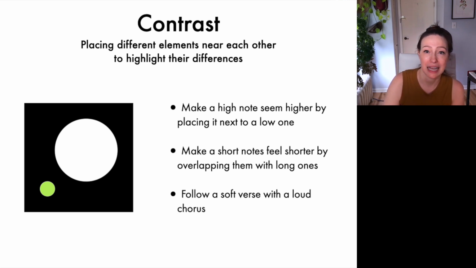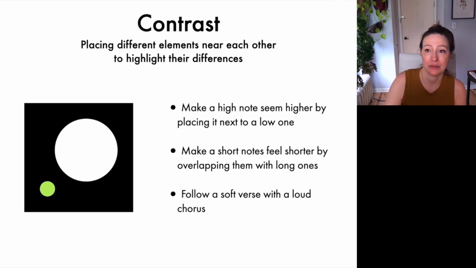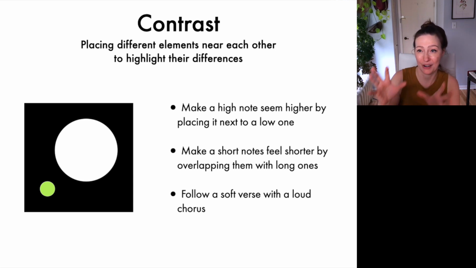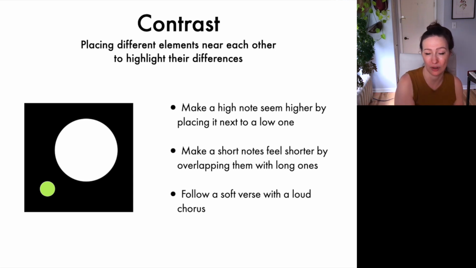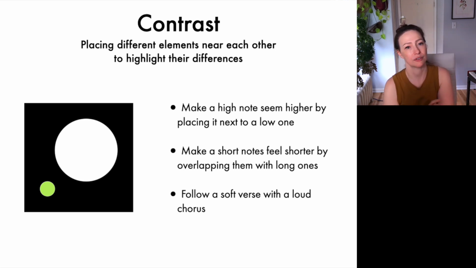Now having this little tiny green circle with it, it just makes this thing stand out as a big white circle, right? The same thing happens with music. If you want to highlight a high note, you can make it seem even higher by placing a low one close to it. Similarly, you can make a short note feel shorter by overlapping them with long notes. And of course, the reverse works as well, right? You can make a low note seem lower by placing it next to high notes.